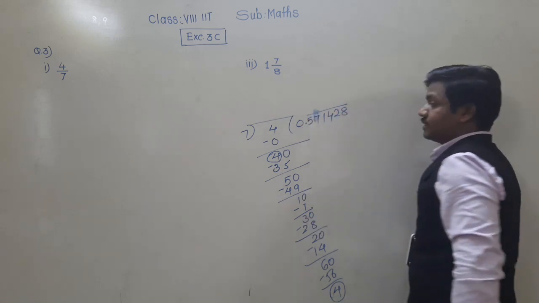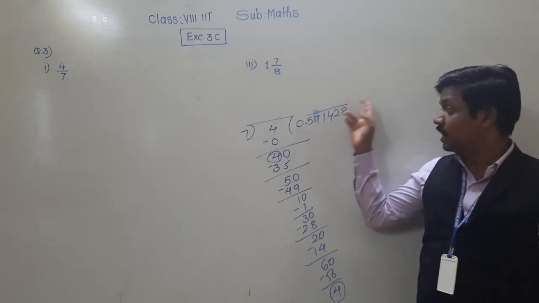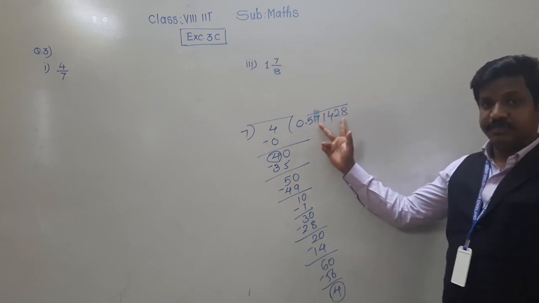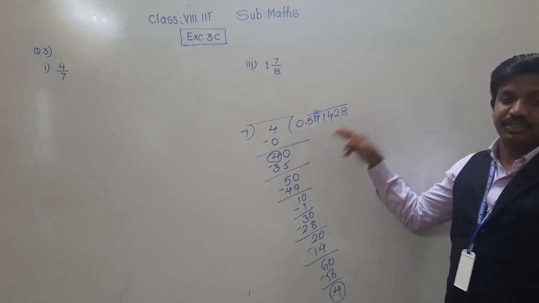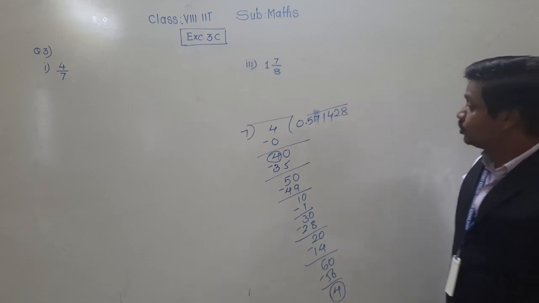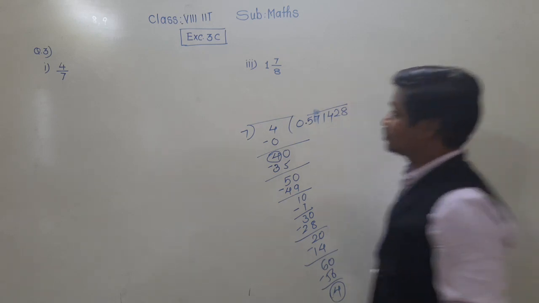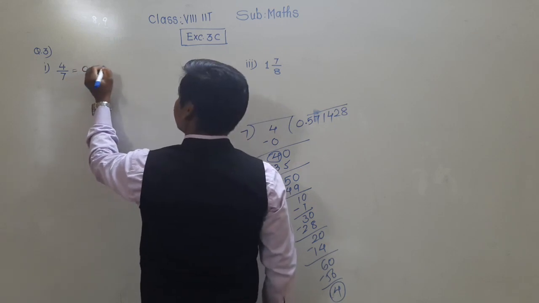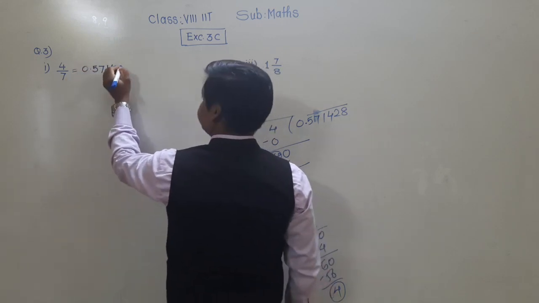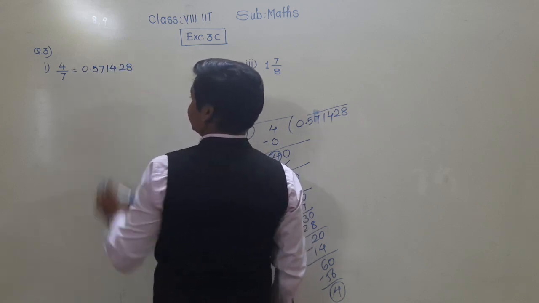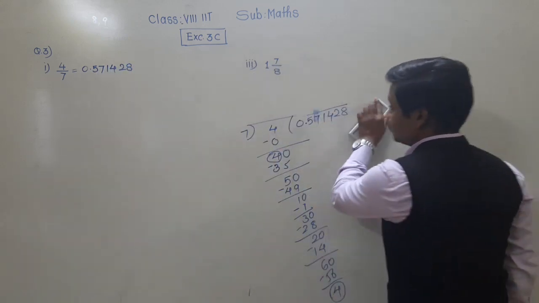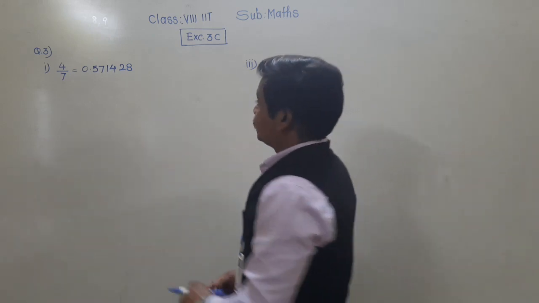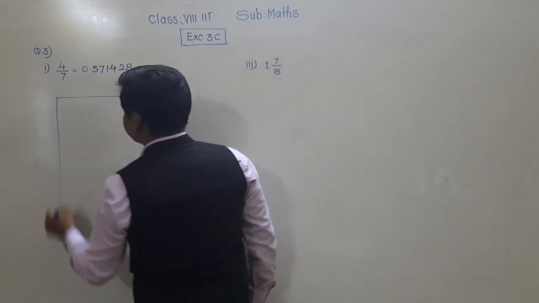So you can write this like this, with a bar over this number. The bar represents that this group of digits will repeat again and again. So we will do this division till this. We will take 4 upon 7 is equal to 0.571428. There are 6 digits in the decimal places, and it is good for us because we want 6 decimal places in the number.